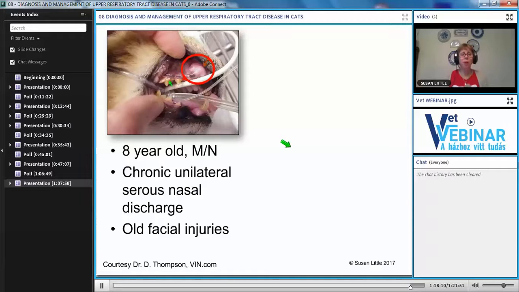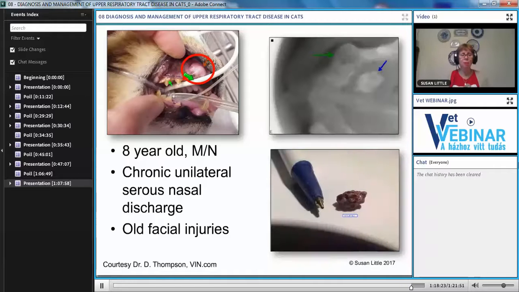Another example, this is a cat with a chronic unilateral discharge, and on oral exam, it's got a swelling where this canine tooth would be, and some other evidence of old facial injuries. When this cat was x-rayed, it's possible to see a foreign body in the nasal cavity, and when it was removed, it turned out to be a fragment of that canine tooth. So that cat may have been hit by a car at one point, fractured the tooth, and then drove the tooth fragment up into the nasal cavity. So it is worth doing radiography on these chronic cases.